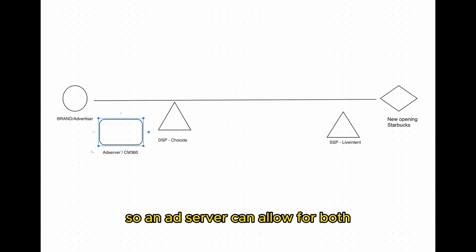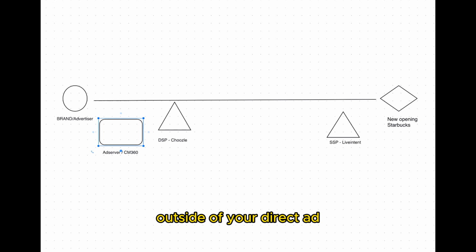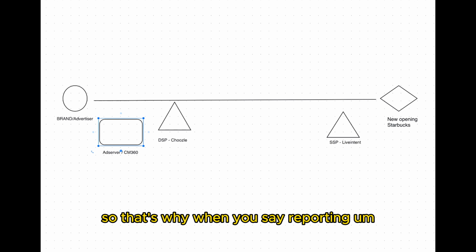So an ad server can allow for both. It's really a tracking warehouse. It allows you to do measurement. And because you're able to track online activities outside of your direct ad, you're able to also report on them. So that's why when you say reporting, it's just because we're able to track from the beginning.